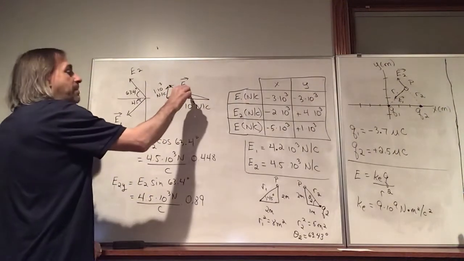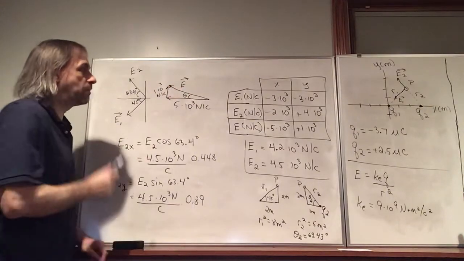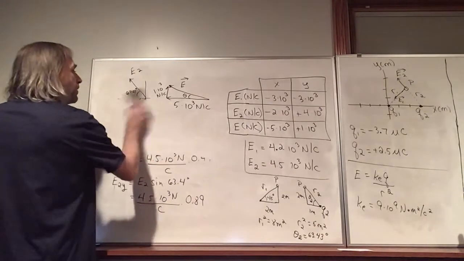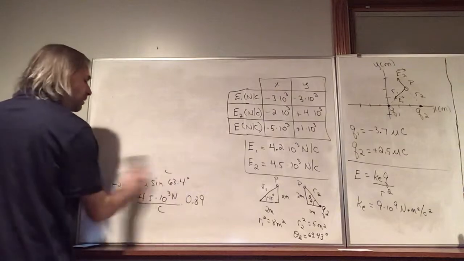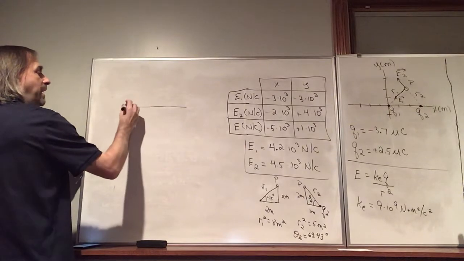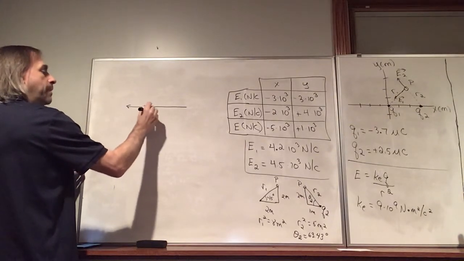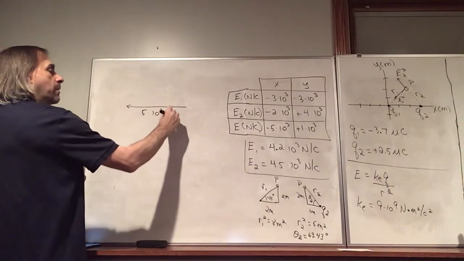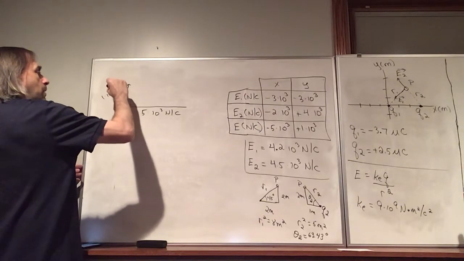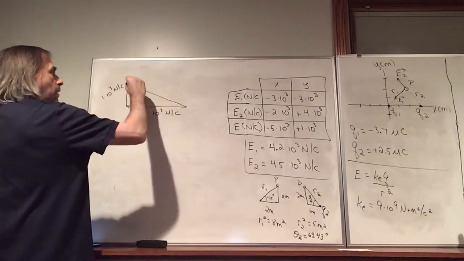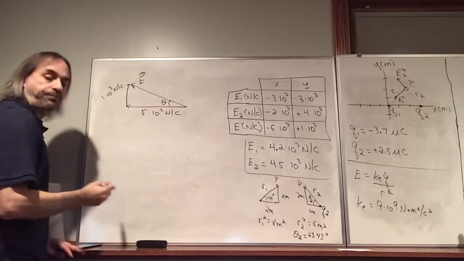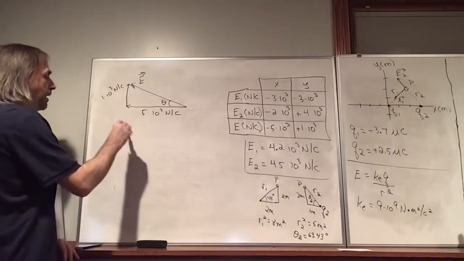So the net electric field at that point P is going to be like that. Let's say it makes an angle theta. We want to find the magnitude of the electric field and this angle to convert to polar form. I'm going to redraw this a little bigger. This is Ex, which in magnitude is 5 times 10 to the third newtons per coulomb. Then we go up 1 times 10 to the third newtons per coulomb. Okay, so to find the magnitude, I'm going to do this.